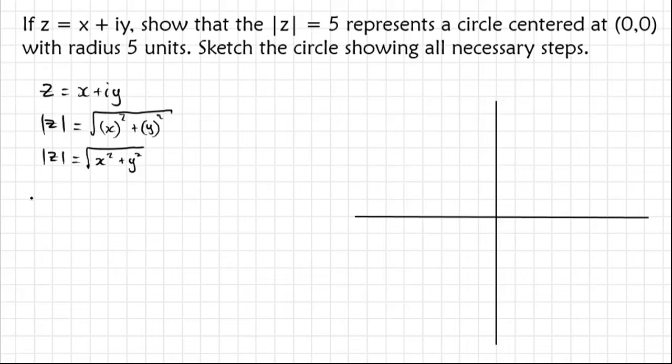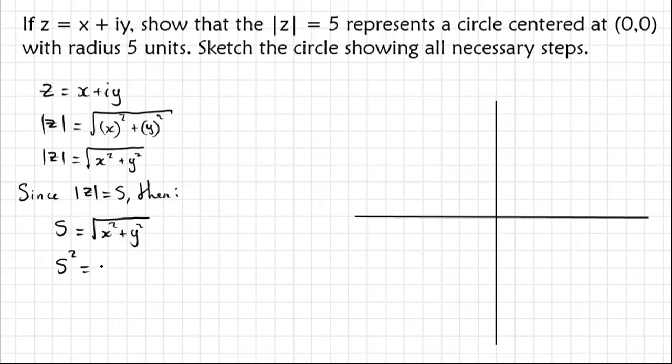So if that's the case, we've been told the absolute value of z is 5. Let's do this properly. The absolute value of z is 5. Then let's substitute. So this means that 5 is equal to the square root of x squared plus y squared. If I square both sides of this equation, I'll have 5 squared is equal to x squared plus y squared. So x squared plus y squared is equal to 25.